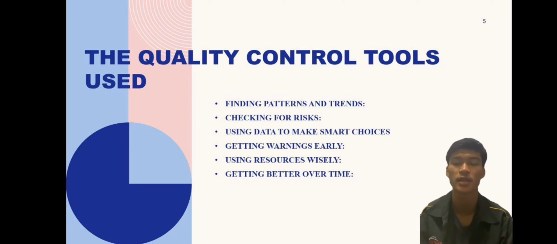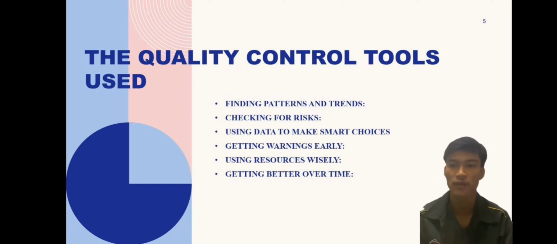First, finding patterns and trends, which is the histogram made it easier to see patterns and trends in information. For Umicore, this means looking at past data about problems in the supply chain or changes in price. The histogram helps them notice if similar things tend to happen again and again.